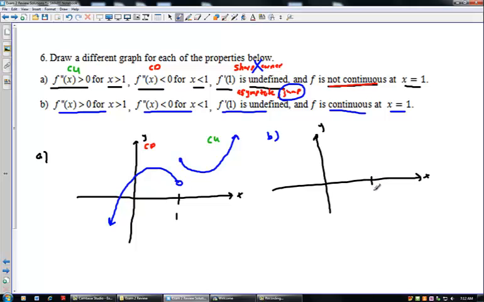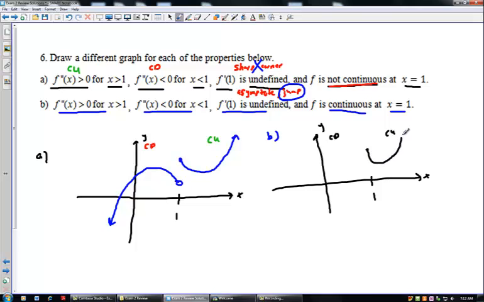And then I'm going to have this point 1. And again, I need to be concave up over here and concave down over here. And I want to be continuous at x equals 1. So this time, I'm going to try to do this. Let's start with this point right here. It's got to be continuous, so it's easy to be concave up.